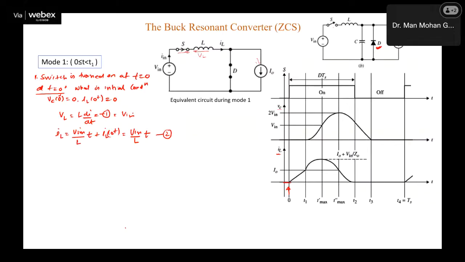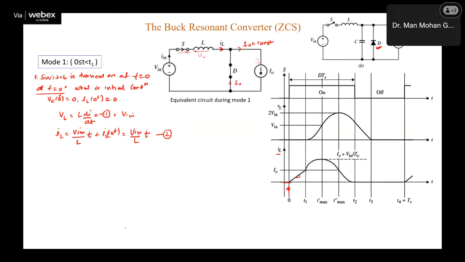Now what this equation shows is that inductor current is increasing linearly with the slope V in upon L. So inductor current is increasing like this. It will keep on increasing, but up to what point? What is this current? I node. And when this mode started, before that, what was the current through this? I node, right? Now this mode has started.